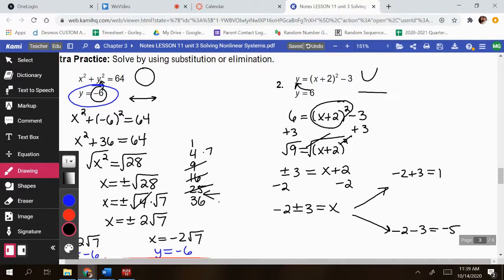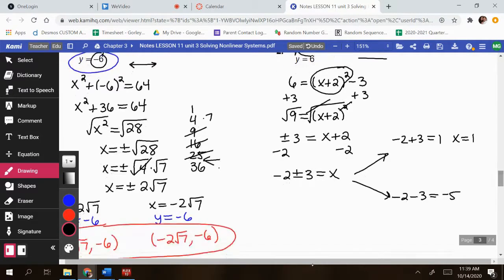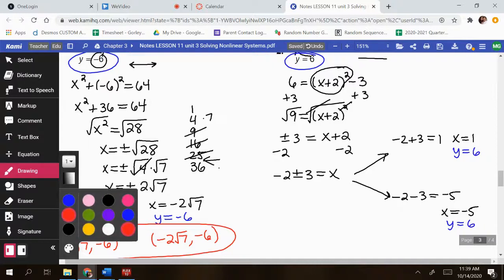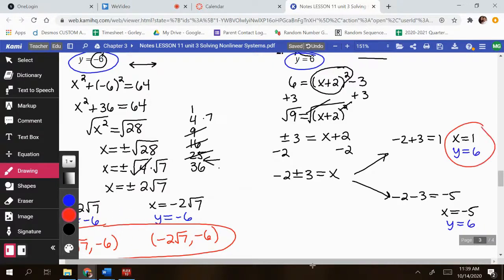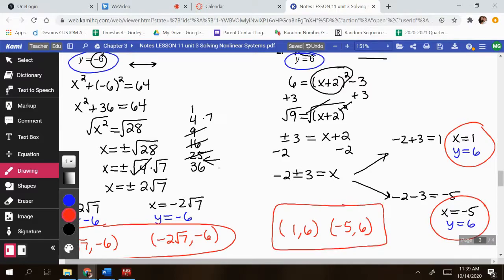Okay, so we get that x is 1, and we get that x is negative 5. And I have to figure out what y is. Well, remember, up here it gave us that y was 6. So we have 2 ordered pairs as our answer. We have (1, 6) as an answer. And then we've got (negative 5, 6) as an answer. Those would be our 2 points of intersection.